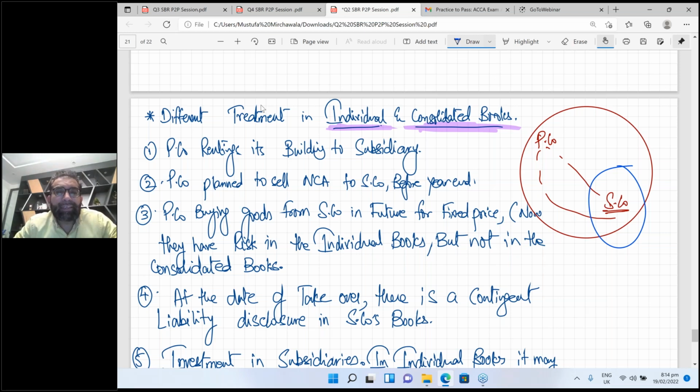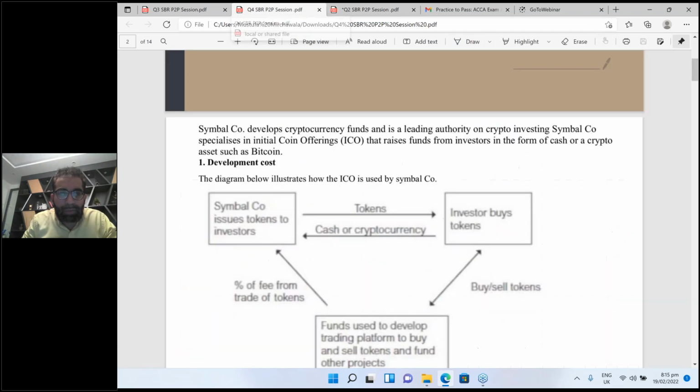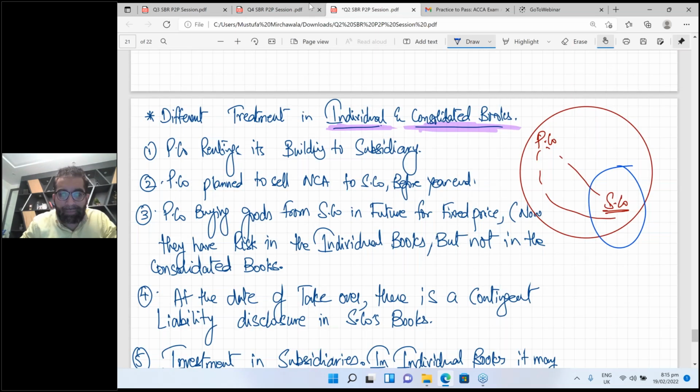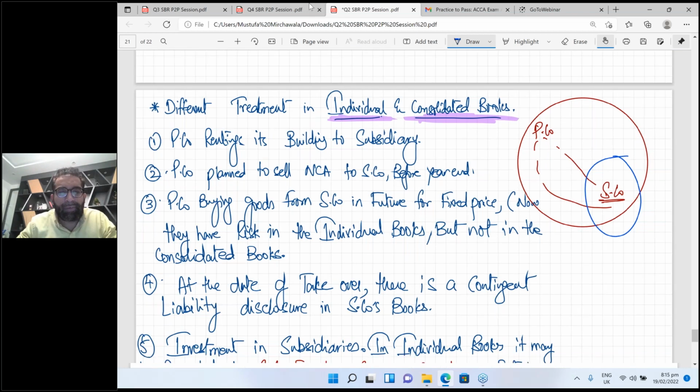So again, there is a difference of treatment. In the individual books of S company it's a disclosure, but for the group accounting purpose, you need to recognize certain contingent liabilities, yes, if the fair value of that liability is available, right?